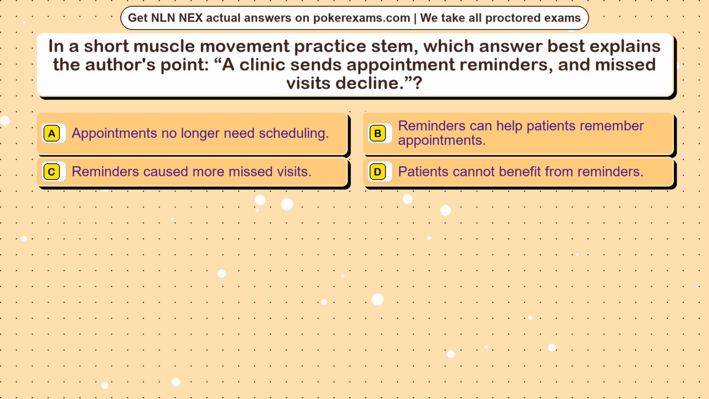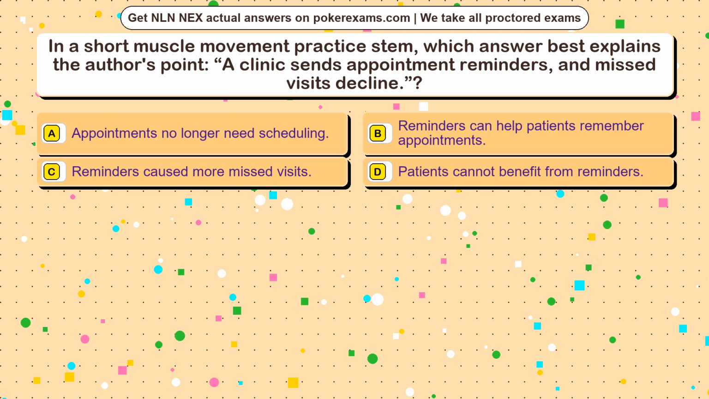A clinic sends appointment reminders, and missed visits decline. Option A, appointments no longer need scheduling. Option B, reminders can help patients remember appointments. Option C, reminders caused more missed visits. Option D, patients cannot benefit from reminders.